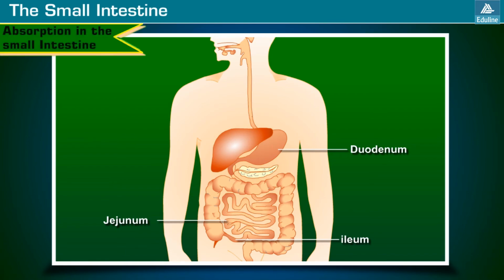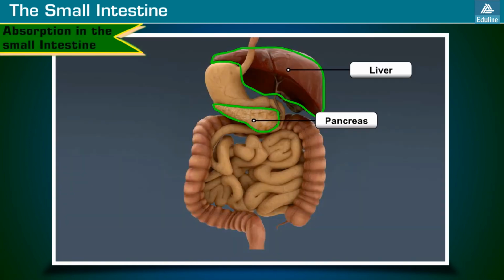Absorption in the small intestine. In the duodenum, the liver and pancreas pour their secretions. The liver secretes bile juice and the pancreas secretes the pancreatic juice. The bile juice contains bile, which carries out emulsification of fat. In this process, the fat is broken into tiny droplets.